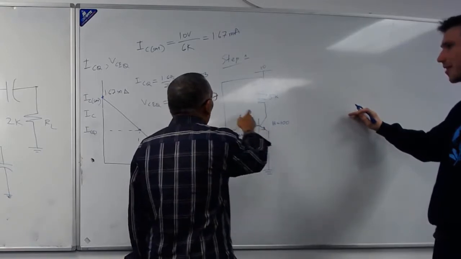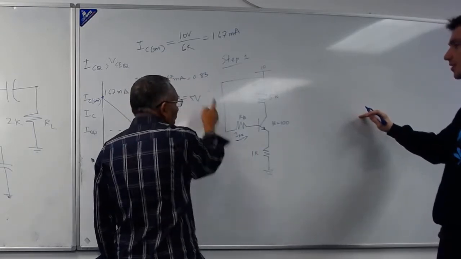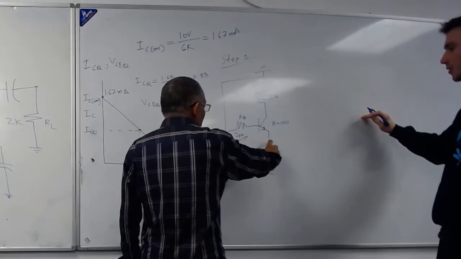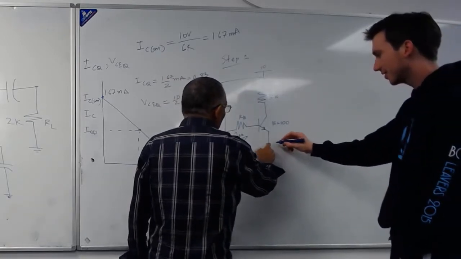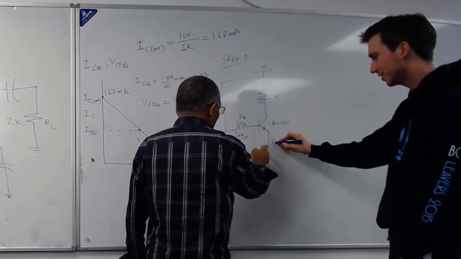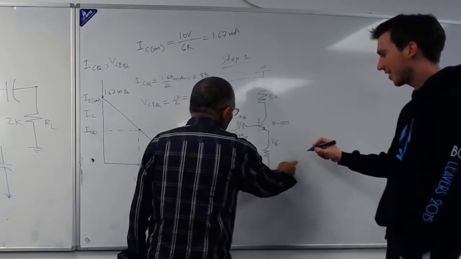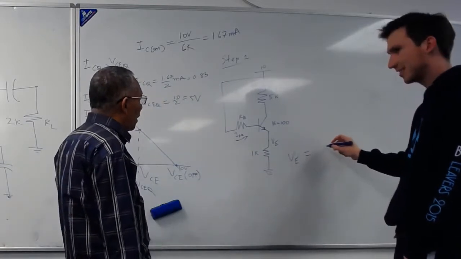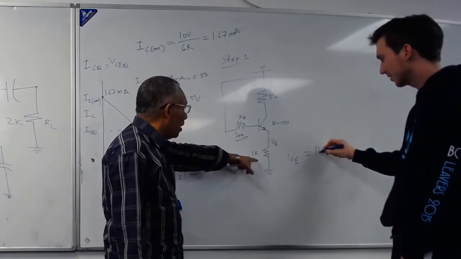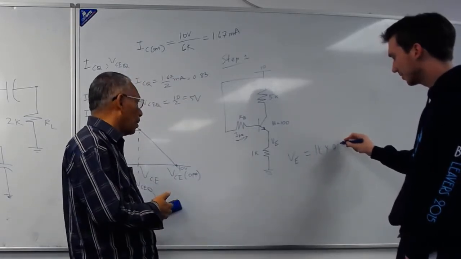ICQ is 0.83. So 0.83 into this resistance. Write down here, VE. I put a dot here. Write down here, VE is equal to 1K into, this is the resistance, multiplied by the current, isn't it? The voltage is current multiplied by the resistance.